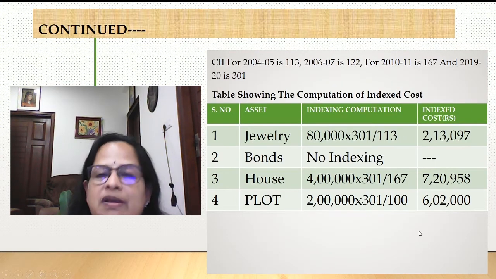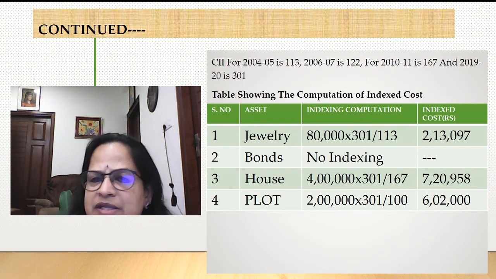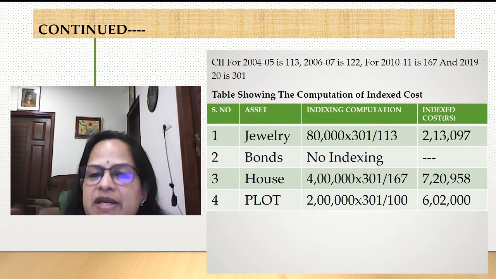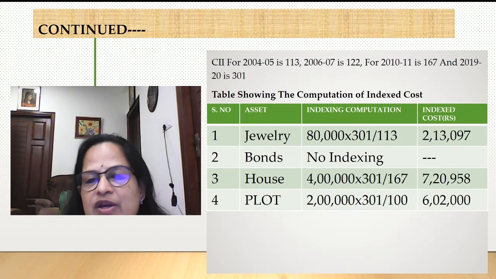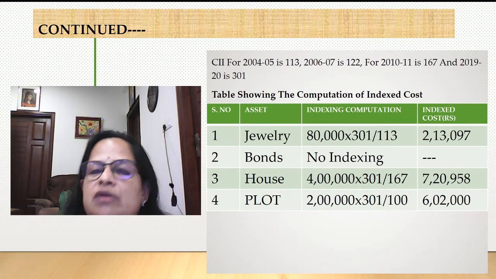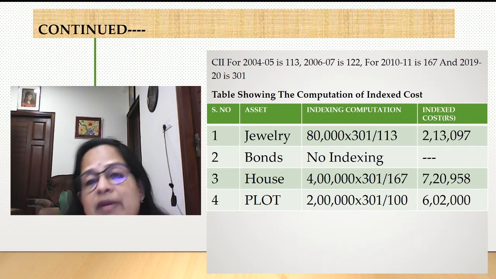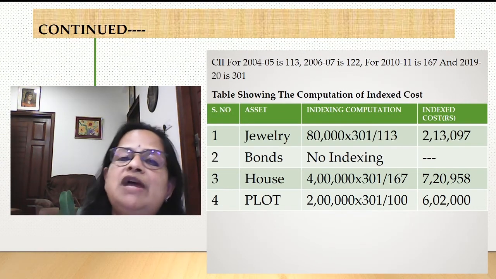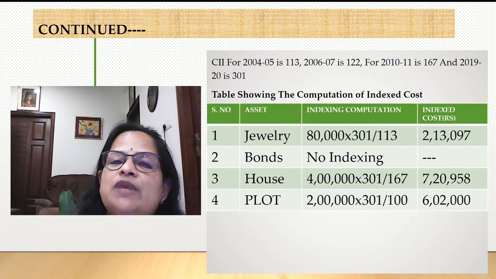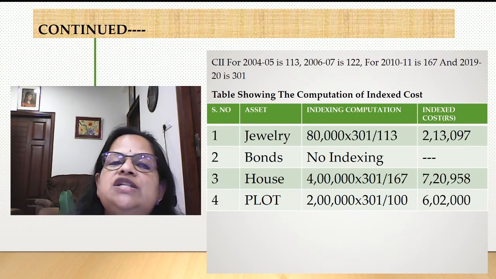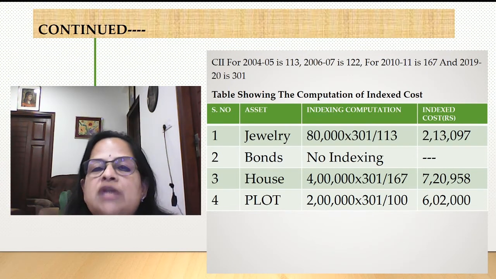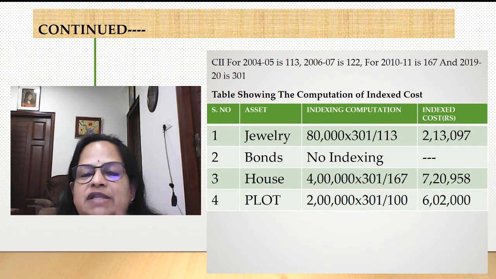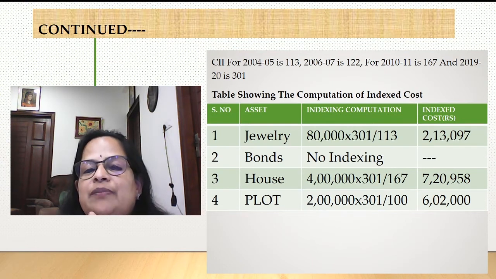Now we are doing that jewelry, 80,000. So we are doing the index cost, purchase price indexing we are doing. The CII values are given: 2004-05 is 113, 2006-07 is 122, 2010-11 is 167, 2019-20 is 301. So here you have to remember jewelry purchase price is 80,000.